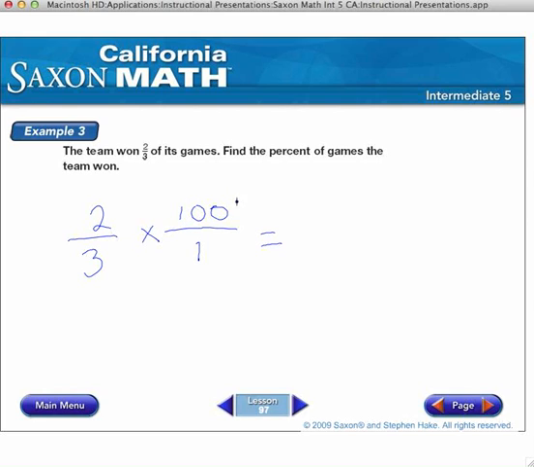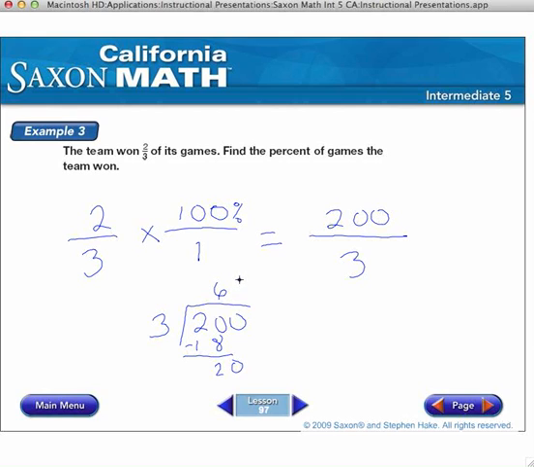2 times, think of this as a percent, 2 times 100 is 200. 3 times 1 is 3. And now I can divide. 200 divided by 3. 3 doesn't go into 2. 3 goes into 20 6 times. 6 times 3 is 18. Bring down, do it again. That's a 2 down there. So I'm left with 66 2/3%.